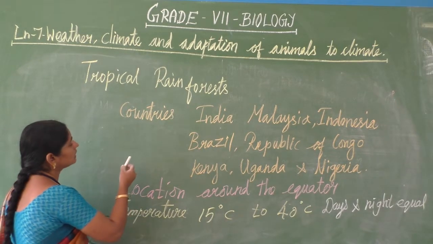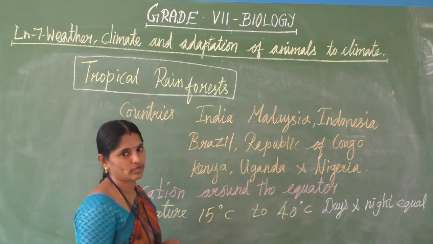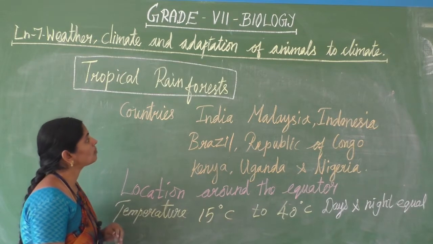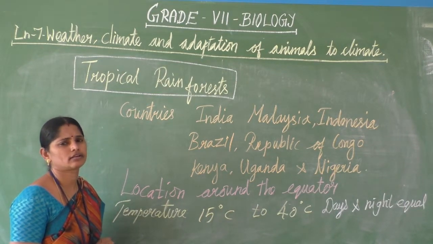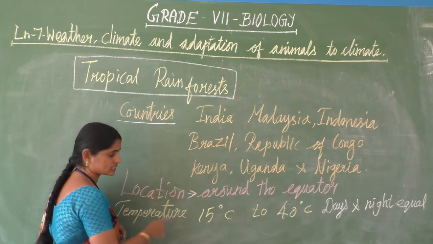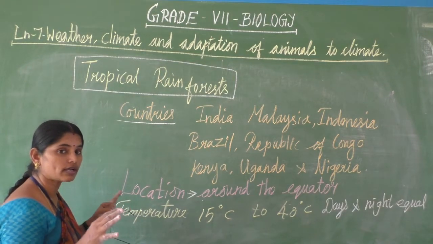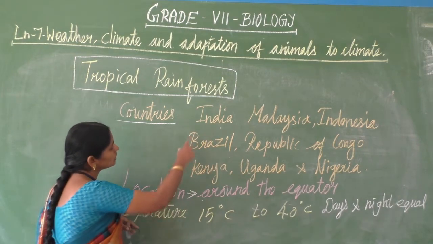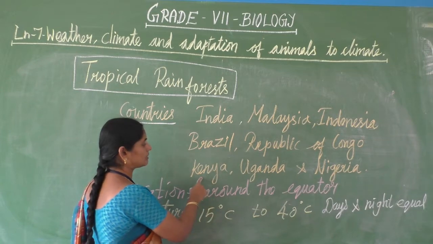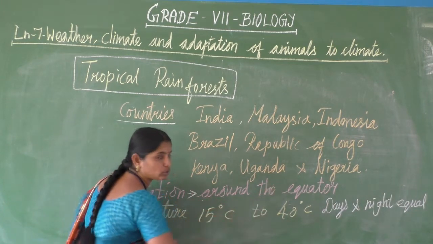See children, tropical rainforest. Before that we saw about the polar region, no? Polar bear and penguin, and about migration also we saw. Now we are going to see about the tropical rainforest. What is meant by the tropical rainforest? It is near the equator, around the equator, located around the equator line. I'll show you in a picture, then it will be clear. So which countries fall in that tropic zone? India, Malaysia, Indonesia, Brazil, Republic of Congo, Kenya, Uganda, Rwanda and Nigeria. These are the countries that fall in the tropical zone. That means around the equator line.